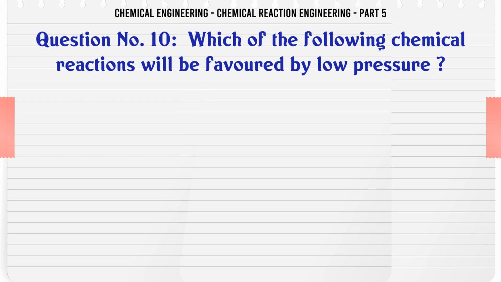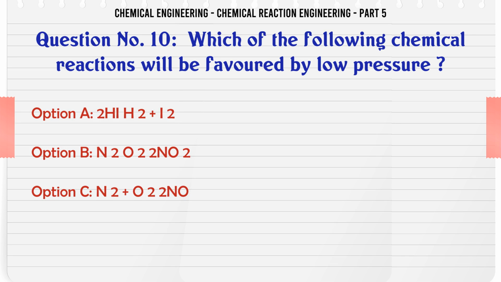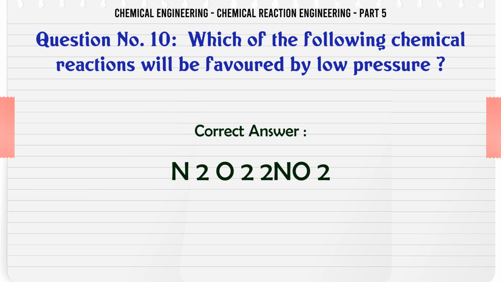Which of the following chemical reactions will be favored by low pressure? A. H2 + I2 → 2HI. B. N2O4 → 2NO2. C. N2 + O2 → 2NO. D. None of these. The correct answer is N2O4 → 2NO2.